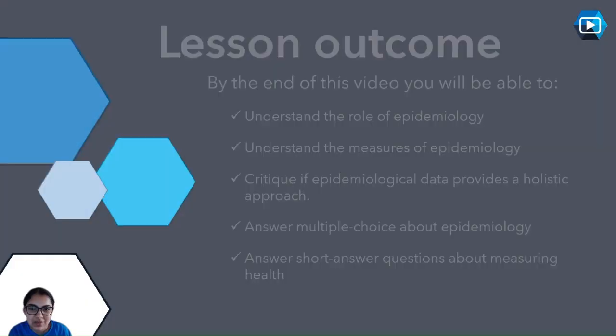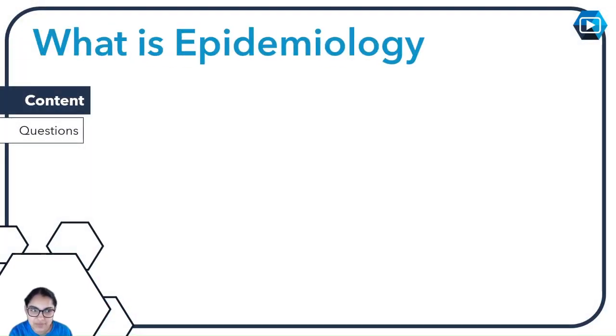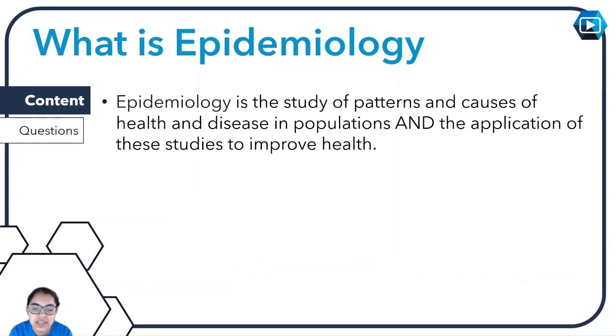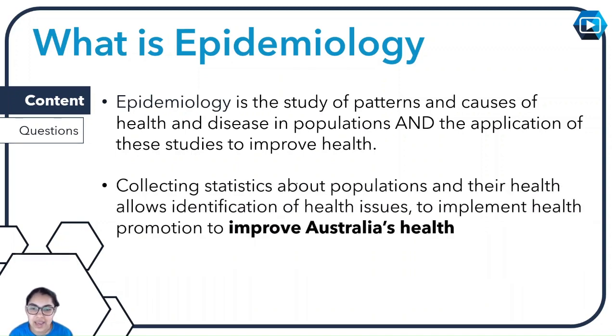So let's have a look firstly at what is epidemiology. Epidemiology is the study of patterns and causes of health and diseases in population, and essentially it's not just the study of these things but also the application of the data that is collected to actually improve the health of a nation. Collecting statistics about different populations, so population groups and their health, actually allows for the identification of health issues to implement health promotion in order to improve Australia's health.